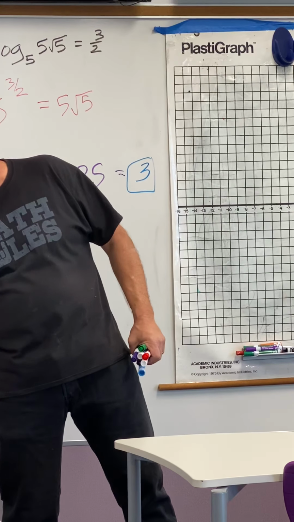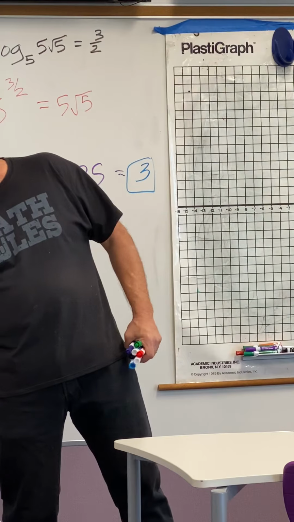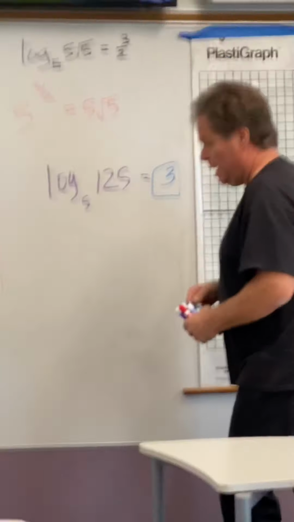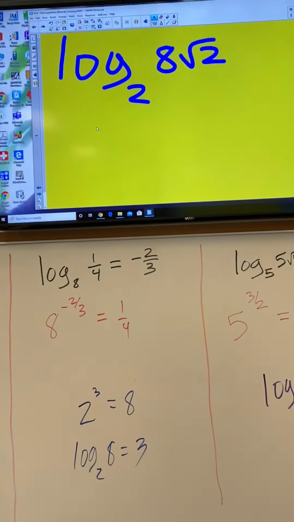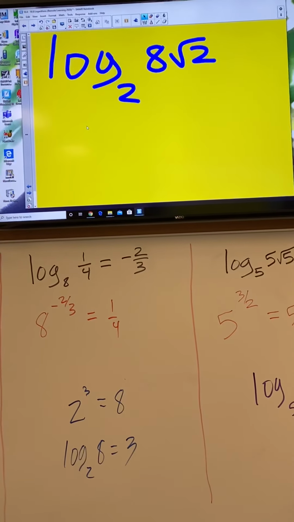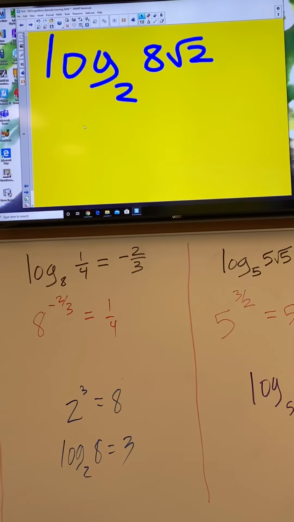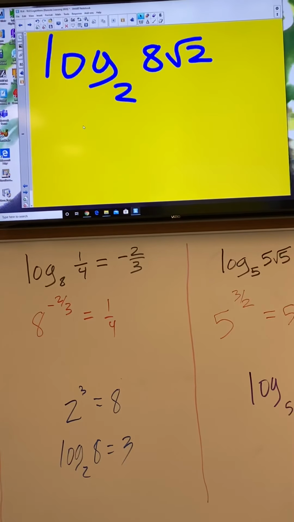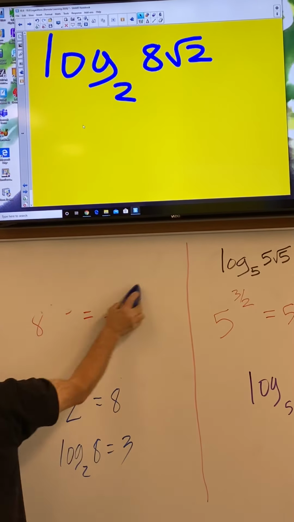Okay, now I'm going to show you a little more difficult one. So here we go. This one right here. Log base 2 of 8 root 2. In fact, let me erase these things real quick. And then we can start off with a nice clean board. So here's what we're going to do.